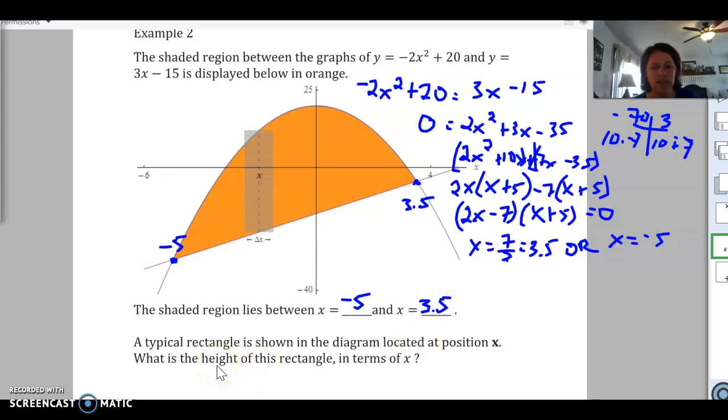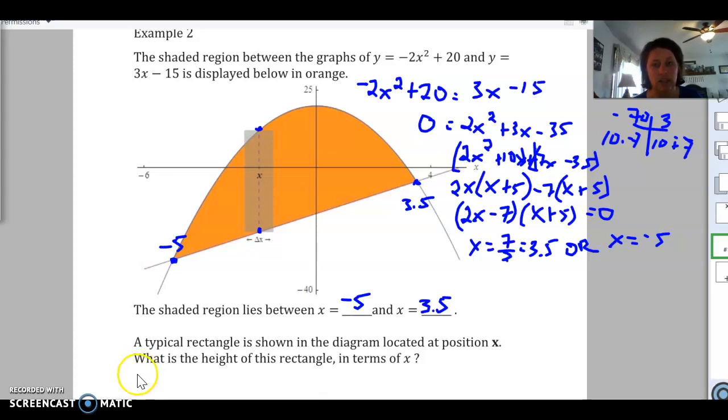A typical rectangle is shown in the diagram located at the position x. What is the height of this rectangle in terms of x? So they're just asking us, what is the distance at any given time between these two equations? And we're going to put that in terms of x, because that is going to allow us to change that height wherever we're at in that equation. So we find the height by taking the top equation minus the bottom equation.